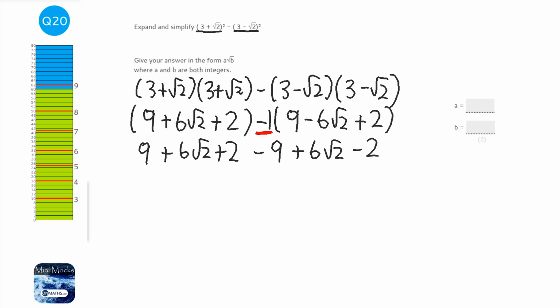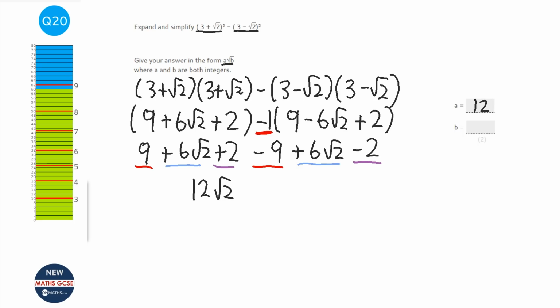That means that we can cancel out the 9's there. We can cancel out the 2's there. And all we're really collecting here are the roots. So 6 root 2 plus 6 root 2 is 12 root 2. Now it says it wants it in the form a root b. So a is the number outside the surd, which is 12, and b is the number inside the surd, which is 2.